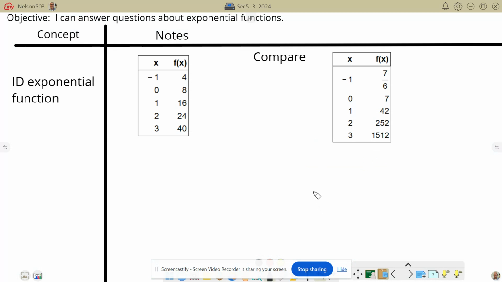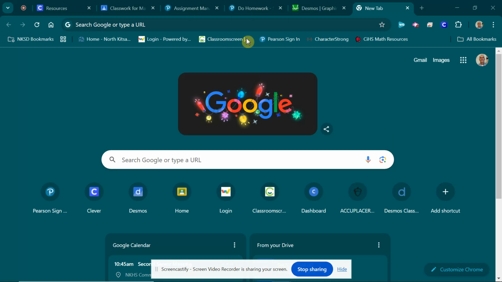Hey, ladies and gentlemen, the first real problems that you're going to see in homework today look like this. They're going to give you a table and ask you to determine if it's exponential or a linear relationship between x, the independent variable, and the dependent variable y. Okay? So you know how much I love Desmos, right?